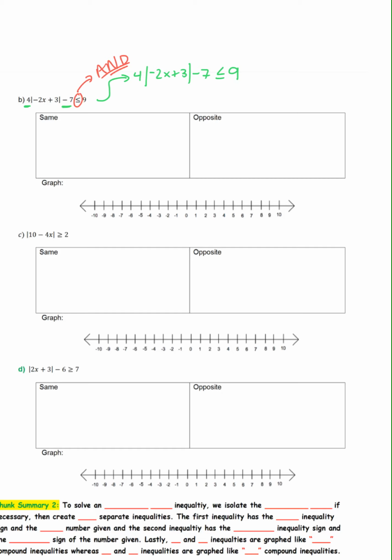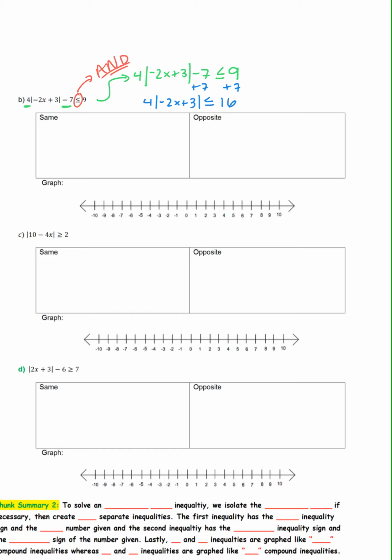I need to move the 7. So I'm going to move it by doing the opposite of what's in front of the 7, which is a minus. So I'm going to add 7 on either side. Then I get 4 absolute value negative 2x plus 3 absolute value less than or equal to 16.